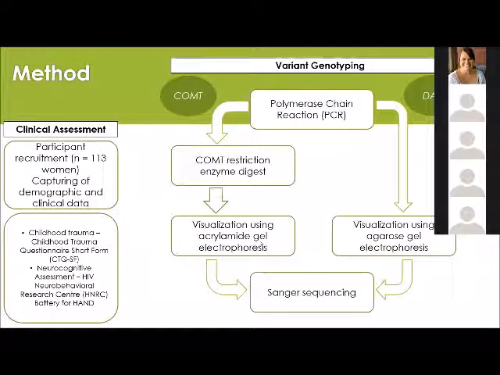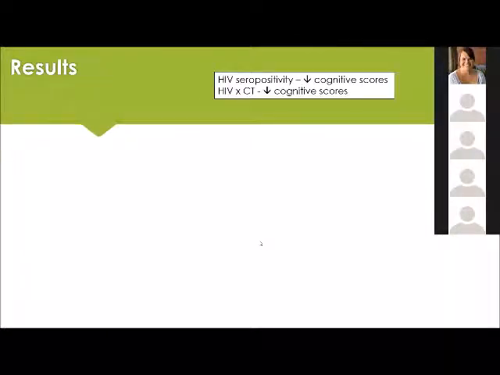I then used this DNA to conduct a polymerase chain reaction for the COMT and DAT variants of interest. The COMT amplicons then underwent an additional step of restriction enzyme digest before both COMT and DAT products could be genotyped on acrylamide and agarose gels respectively. Sanger sequencing was used to validate the genotype obtained on the gels. Analysis of variance was used to examine the effect of including predictive variable interactions on the model fit.